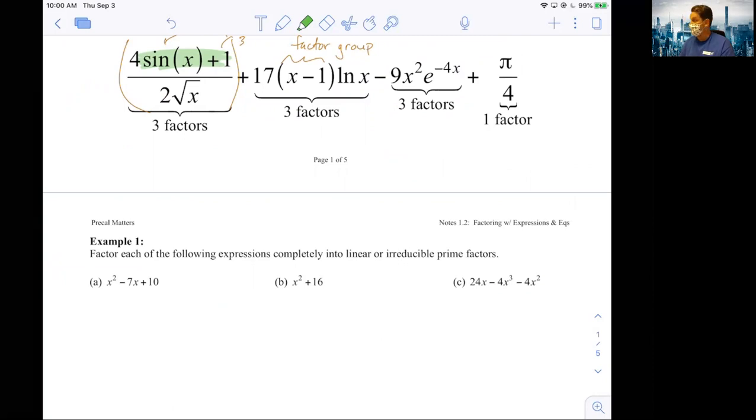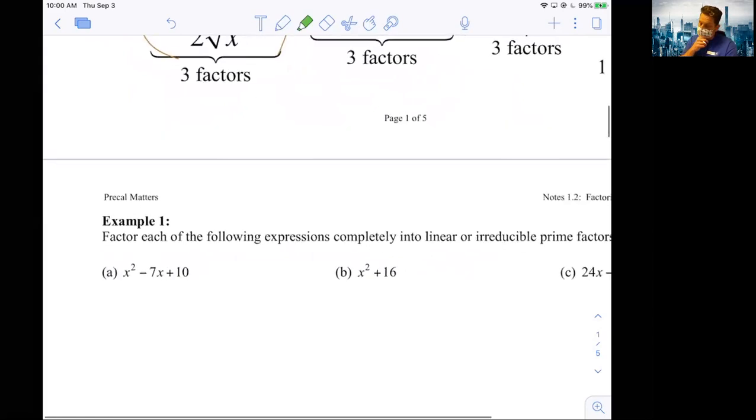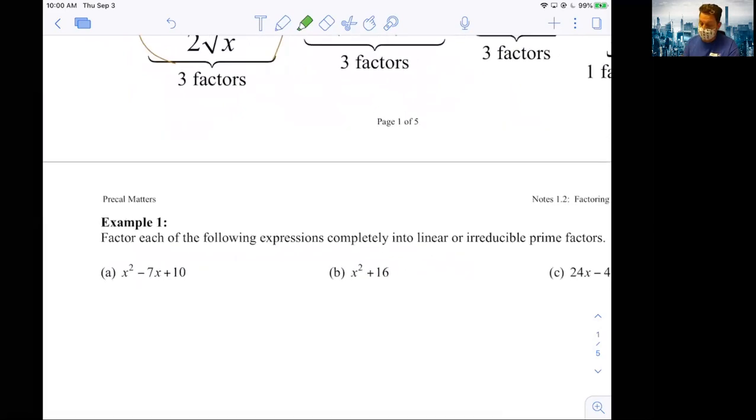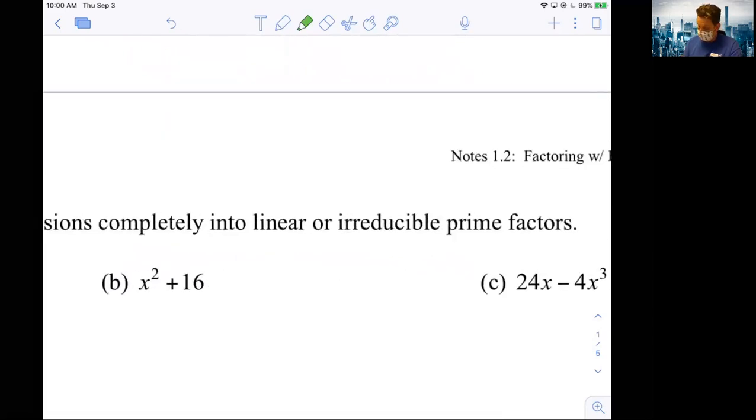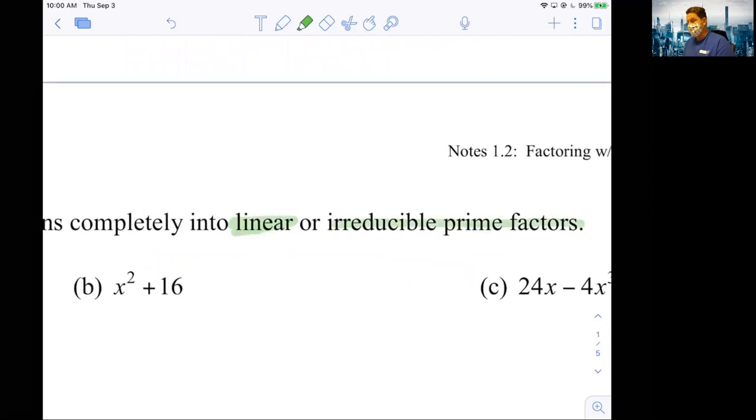If you are an ace at factoring, that's great. Maybe you'll just be a little bit bored here, but you'll refine your skills. If factoring is a little bit challenging for you, I'll teach you different ways to do it, okay? So we want to factor each of the following expressions, first of all, completely into linear or irreducible prime factors.